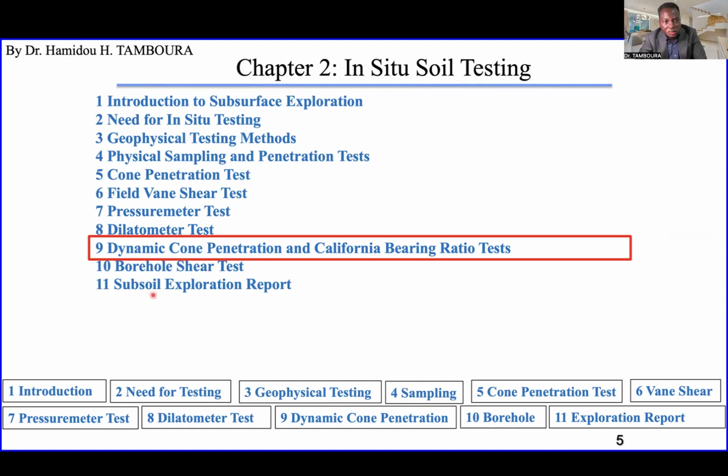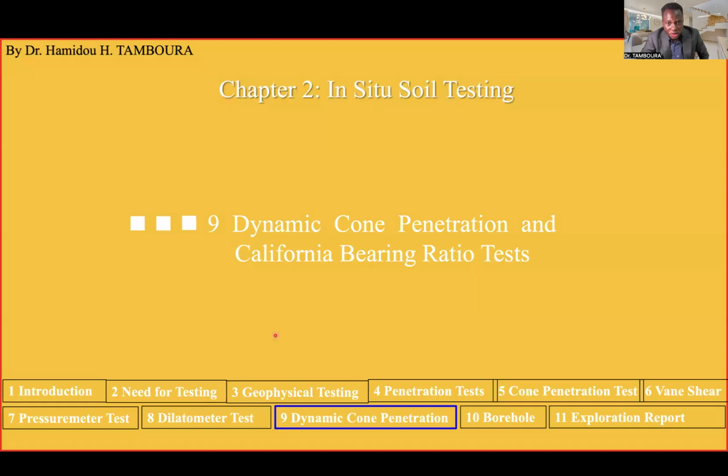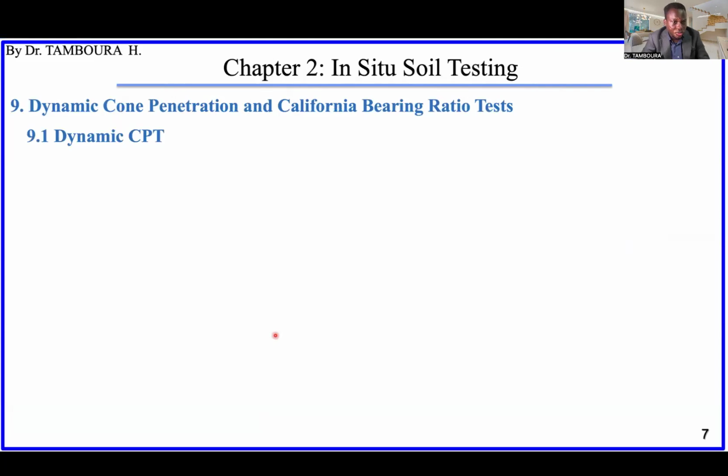Okay. So first, we are going to talk about the dynamic cone penetration, and then next, the CBR test, and we will see how those two are linked together. Okay, what is the link between these two tests? So let's go. The dynamic cone penetration and the California bearing ratio test. First, the dynamic cone penetration test.